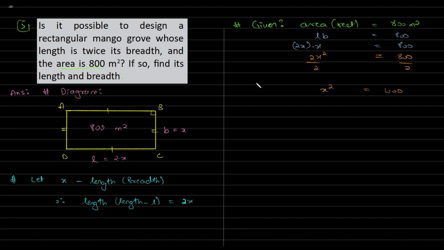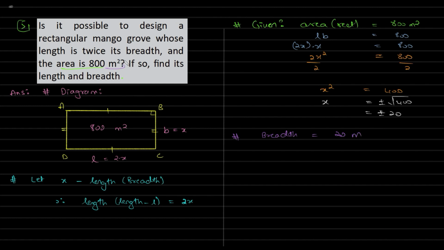And now the next part, taking the square root of both sides. So x is equal to plus or minus the square root of 400, which is plus or minus 20. And now we have breadth is equal to 20. It can't be negative 20, is it not? x is your breadth and it can't be negative 20.